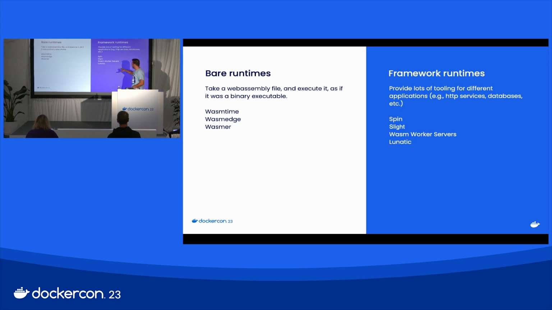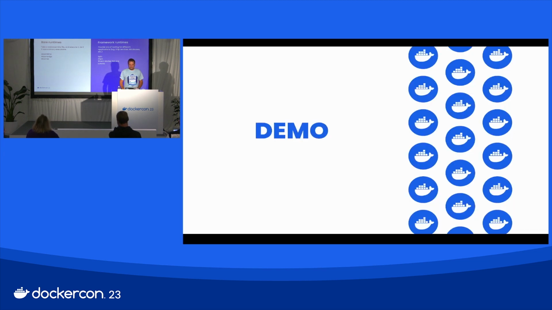And finally, there's Lunatic. We put it in a framework runtime, but it's kind of in the middle. It can run WebAssembly modules, but they added a bunch of Erlang-inspired concurrency model things. Check it out. I didn't have really enough time to play with it, but it looks cool. And we are off to the demos right now.